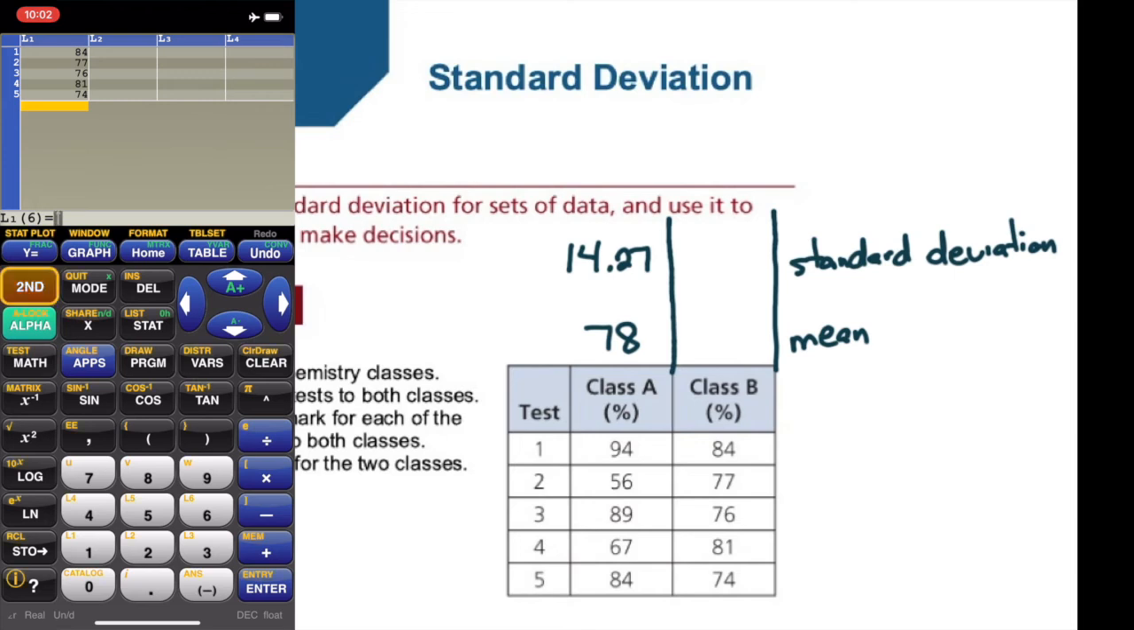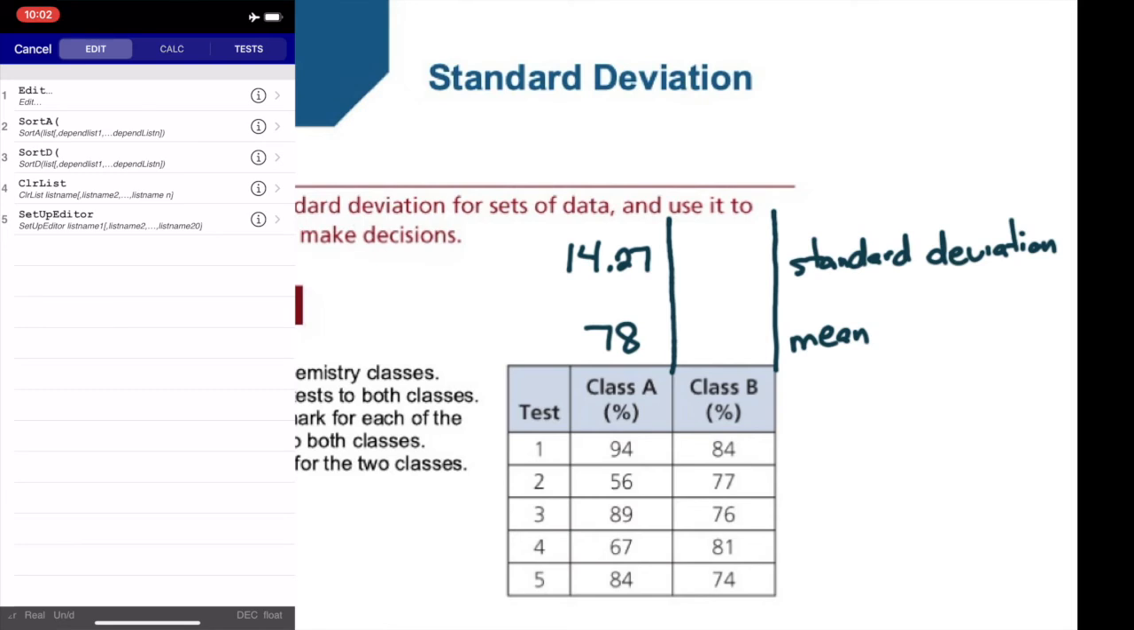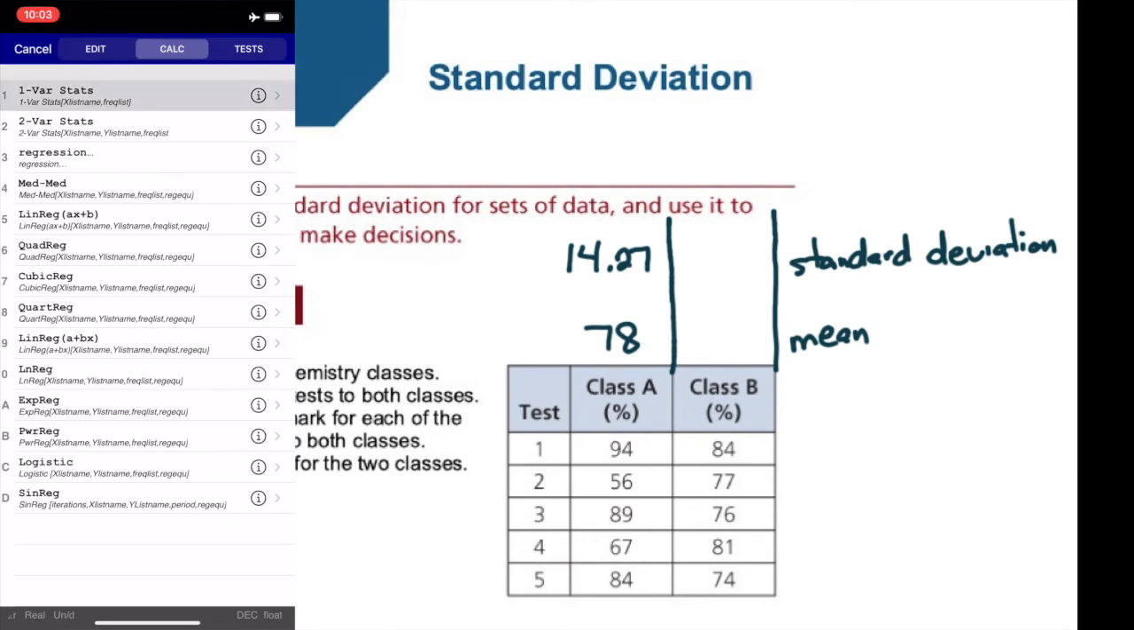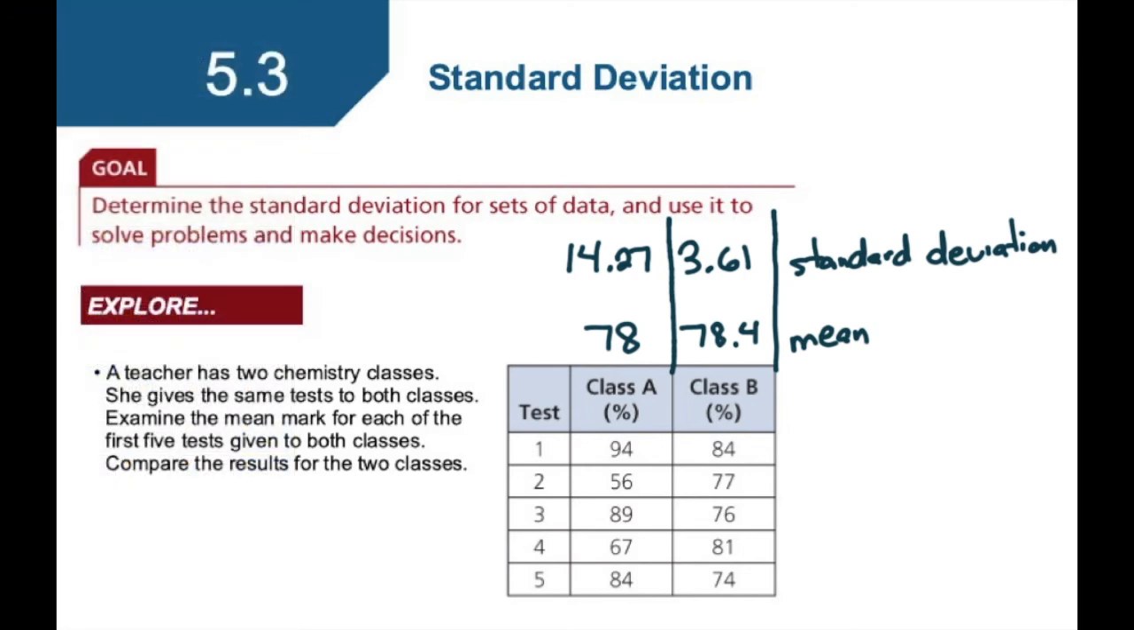We'll quit, we'll hit second mode, back to the stat menu, calculate, option 1, and enter. So here looking at the mean for class B is 78.4, which is incredibly close to class A. So for the purposes of this, we'll say that it's close enough. We'll say that the mean or the class average is the same. But the standard deviation, sigma x, 3.61. That is significantly different from class A.